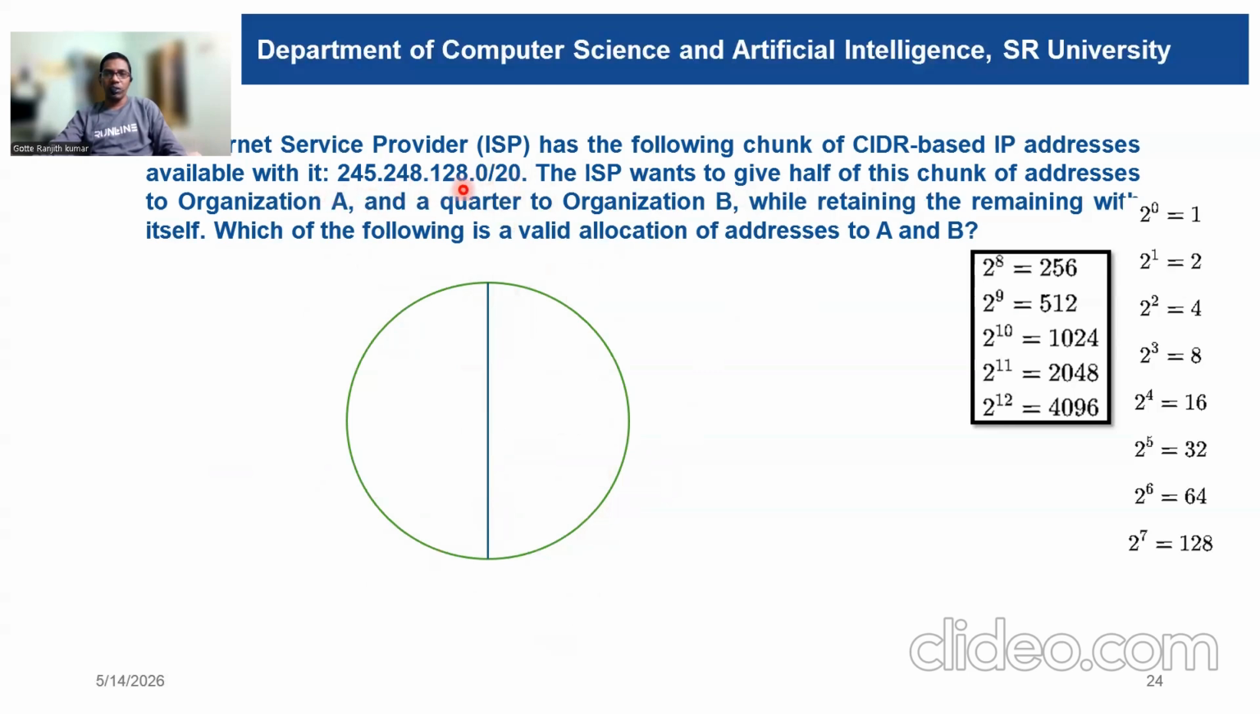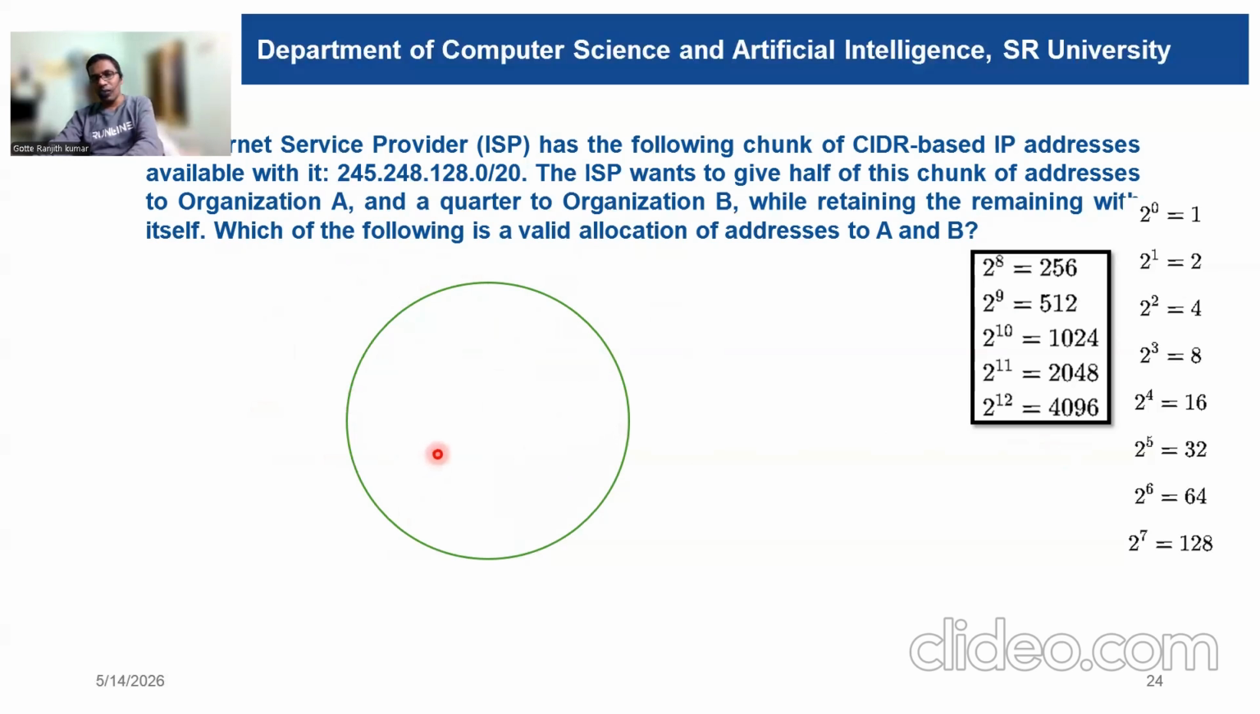/20 means from this address 20 bits are used for the network address. The IP address maximum length is 32. So from this 32, 20 for the network address means 32 minus 20, that is 12. So 12 bits used for the host address. So 12 bits means how many maximum number of host addresses can be generated? 2 power 12. That is 4096. Okay. So for this entire network, 4096 systems can be connected.